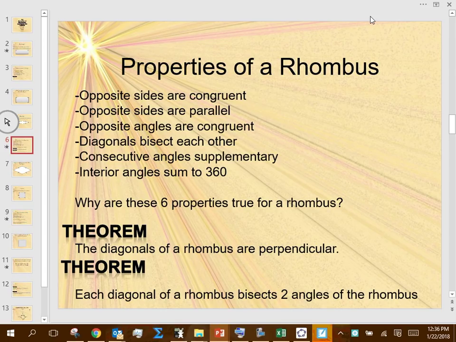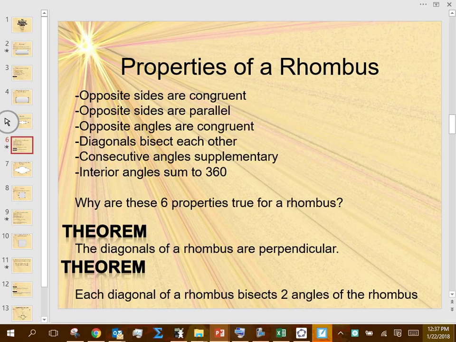The additional theorem is that each diagonal of a rhombus bisects 2 angles of the rhombus. Bisects means what? Bi means 2, right? Sect means segments or parts or partitions or sections. So 2 parts, right? And the geometric or mathematical component of that is that they're equal. Okay? So when we bisect something, we get 2 equal parts. So the diagonals are going to bisect angles or cut angles into 2 equal parts.